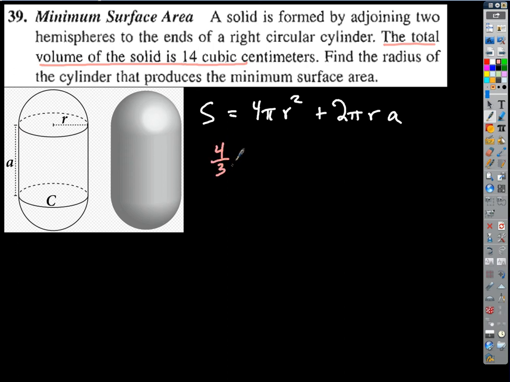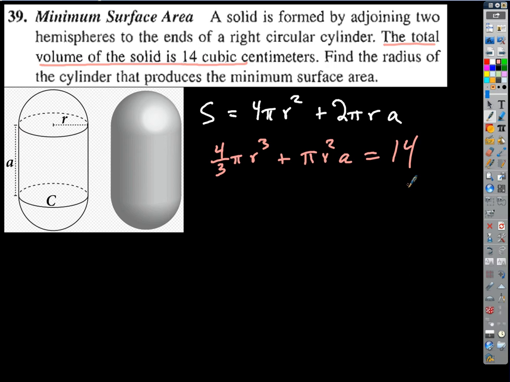Okay, so 4/3 pi r cubed would be the volume of the sphere we get from the two hemispheres combined, plus volume of the right circular cylinder would just be the cross-sectional area times the height, right? So pi r squared A. And that whole thing, we're told, equals 14. Okay, make sense? So then what's our strategy here?